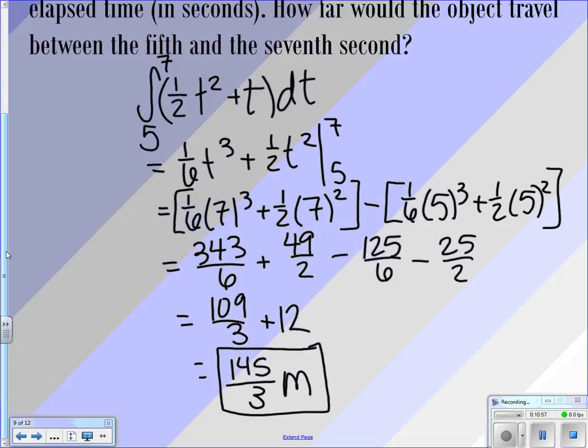You take your velocity function, you integrate it to get your position function. That's what this function is here, your position. And we're going from 7 to 5.